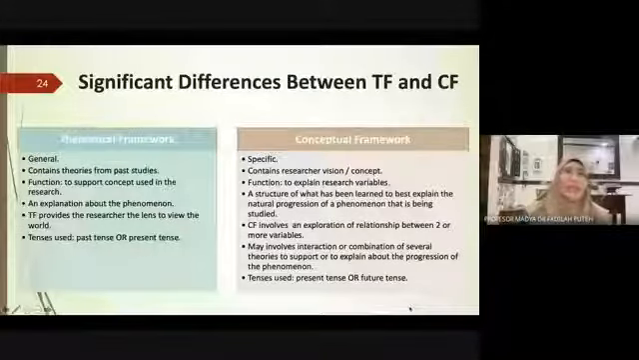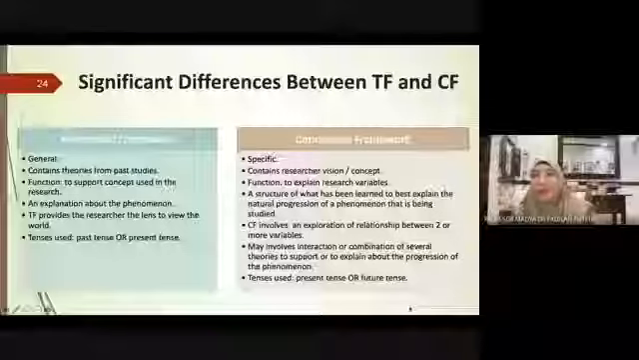The theoretical framework provides the researcher the lens to view the work. This is talking about ontology and epistemology. The conceptual framework, on the other hand, involves an exploration of the relationship between two or more variables. In the conceptual framework, the tense we use is more toward present tense or future tense. Why? Because these are factors that we have not yet confirmed. In the theoretical framework, the tense we use is usually past tense or present tense. Why present tense? Because it's still going on, it's still being used.